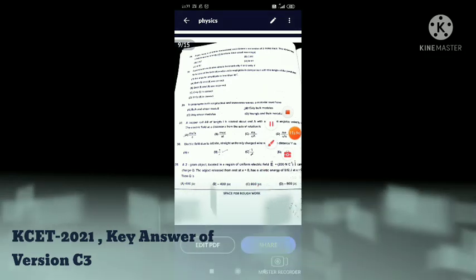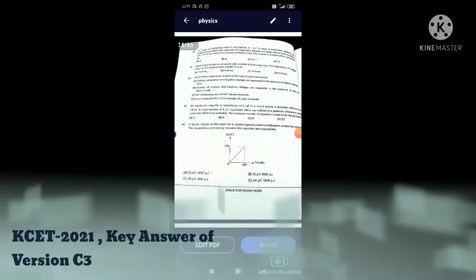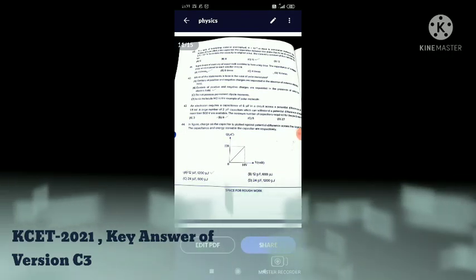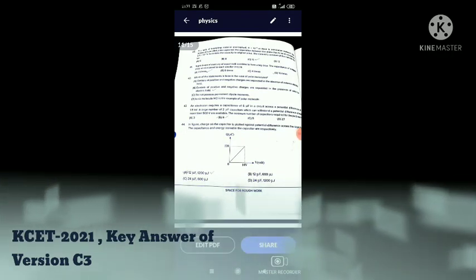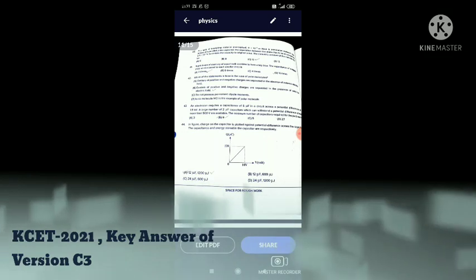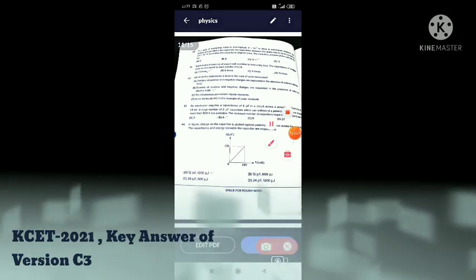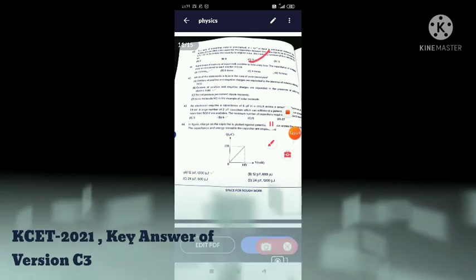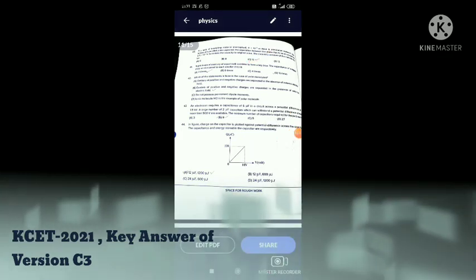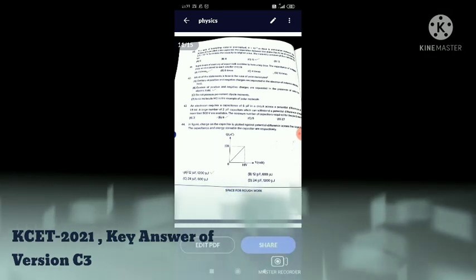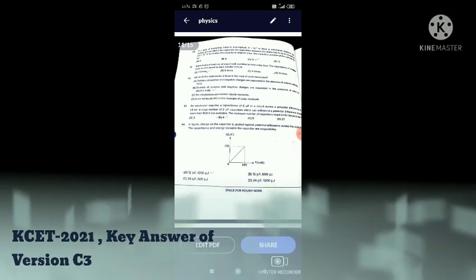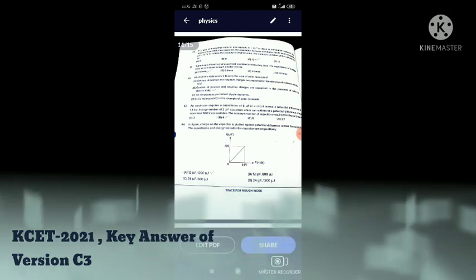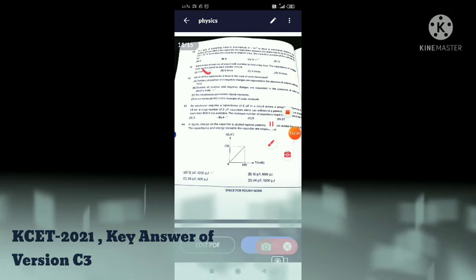Next we will move to the 40th question. If a slab of insulating materials... the 40th question, option C. Next we will move to the 41st question: 8 drops of mercury of equal radii combine to form a big drop. The capacitance of the bigger drop as compared to each smaller drop is? The correct answer is answer A.